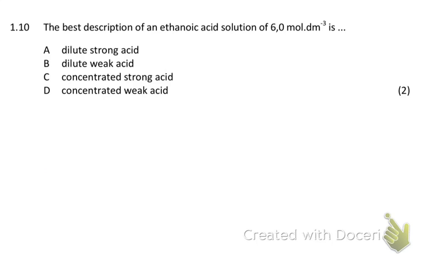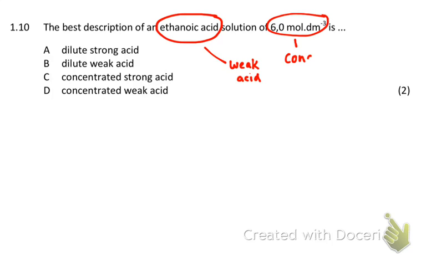And then finally, best description of ethanoic acid of 6 mol per decimeter cubed concentration. Well, we know that ethanoic acid is a weak acid, and we know the concentration of 6 molar is a concentrated concentration, and so we have a concentrated weak acid, which means D is the correct answer.